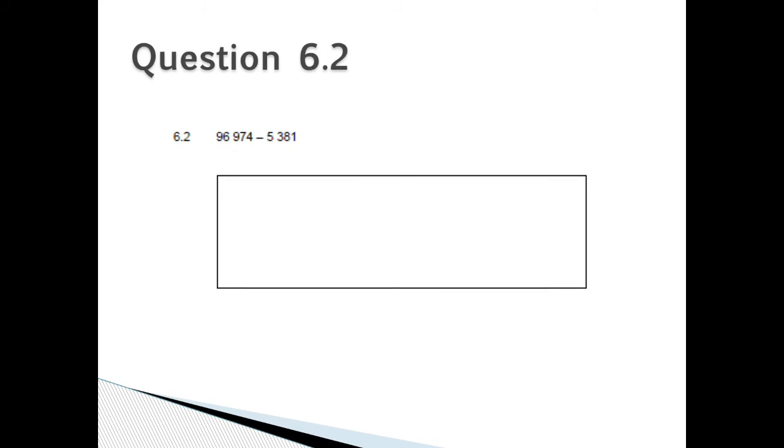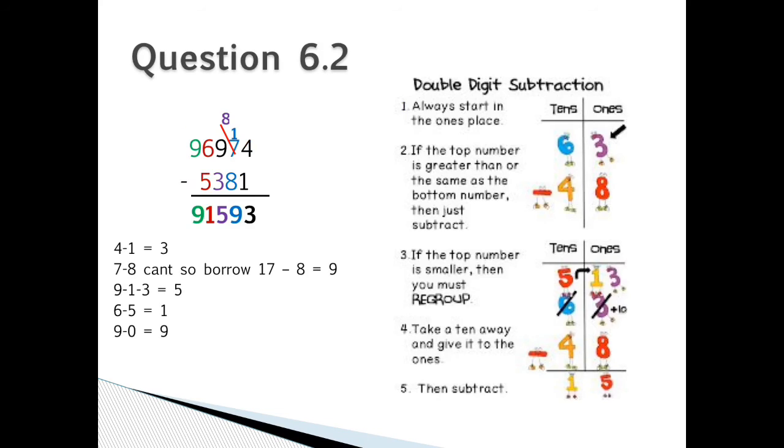96,974 minus 5,381. 4 minus 1 will give you 3. Then you say 7 minus 8. You can't, so you borrow 10 and it becomes 17 minus 8, which is equal to 9. 9 minus the 1 you took away minus 3 is equal to 5. 6 minus 5 is equal to 1, and 9 minus 0 is equal to 9. So the answer is 91,593.